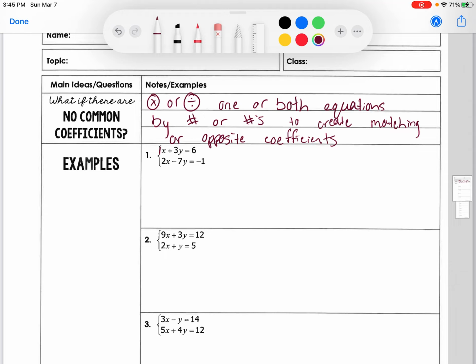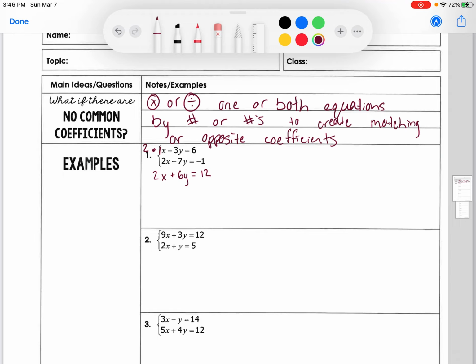So what that means is, like this example in number 1, we don't have any matching coefficients. But I can see we have a 1x, and then on the top equation we have a 2x on the bottom equation. So what I'm going to choose to do is I'm going to multiply this top equation by 2. And what that's going to do for me is it's going to leave me with 2x plus 6y, because 2 times x is 2x, 2 times 3y is 6y, equals 12.